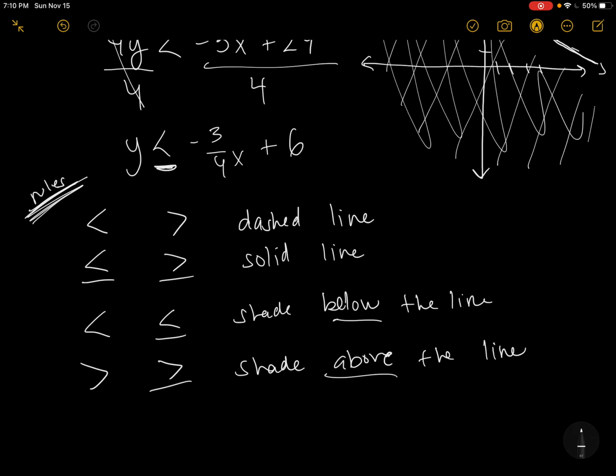Okay, it's always how it goes with inequalities. It's so close to being an equation, just slightly different. And yeah, that's the topic of graphing.